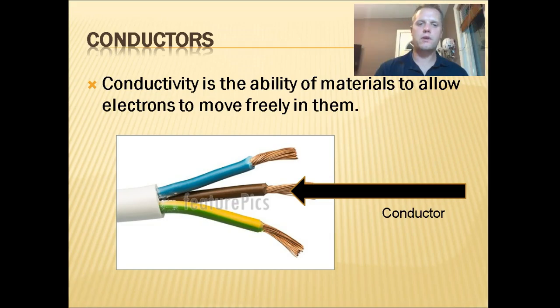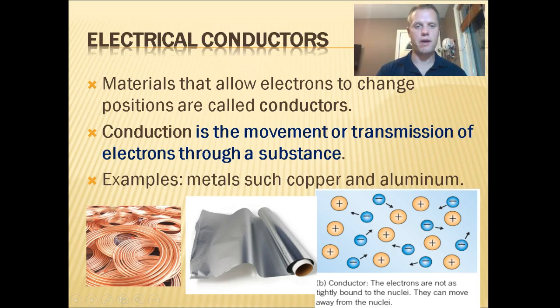So for your notes, conductors are materials that allow electrons to move freely. Examples of conductors would include most metals. They allow electrons to change position, and they're called conductors. Conduction itself is the movement or transmission of electrons through a substance. All metals, such as copper and aluminum, have free electrons that allow them to move.